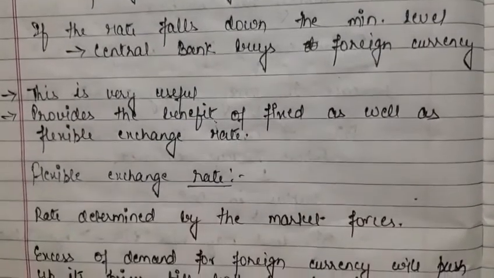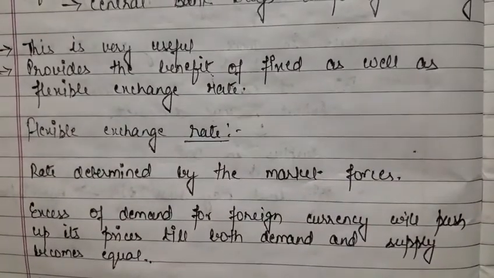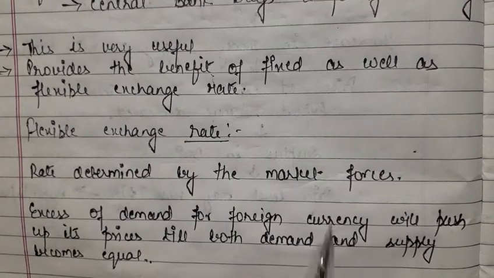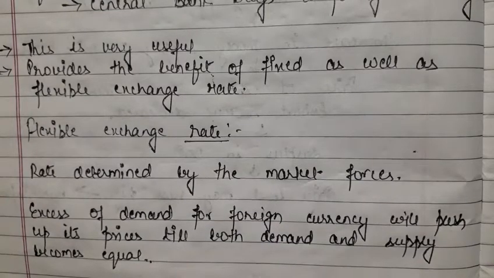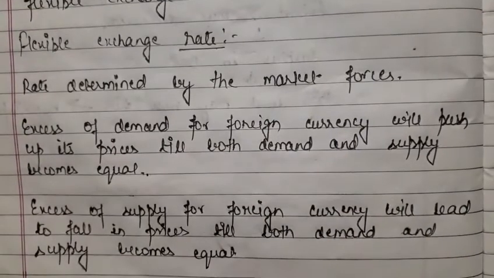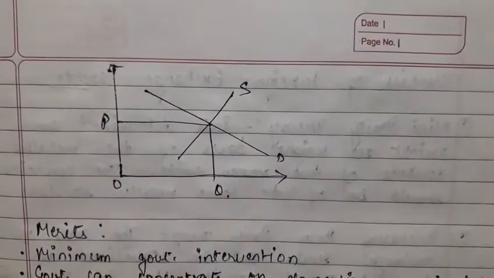Now the next thing is the flexible exchange rate. According to this, the rate is determined by the market forces. Whatever the demand and supply conditions are, according to that the rate is determined. Excess of demand for foreign currency: suppose the demand for foreign currency is more, then what will happen? The price will go up, and then both demand and supply will become equal. And suppose there is excess supply, the foreign currency supply has become more, so what will happen? Again the price will fall down, and then both demand and supply will become equal again. It means in any condition they will have to remain at the equilibrium point, as shown in the graph here.